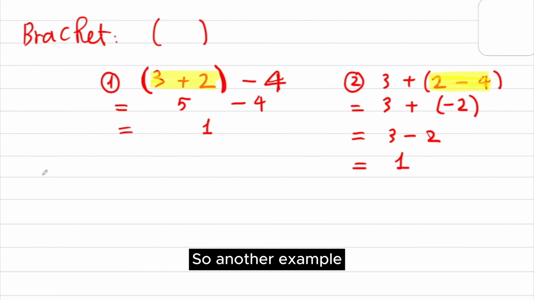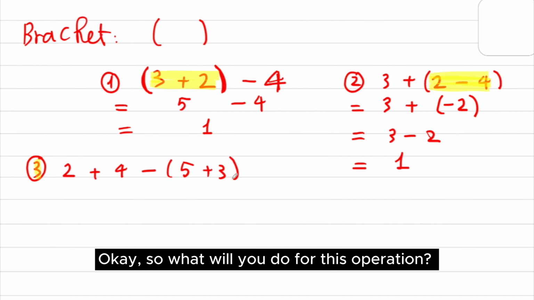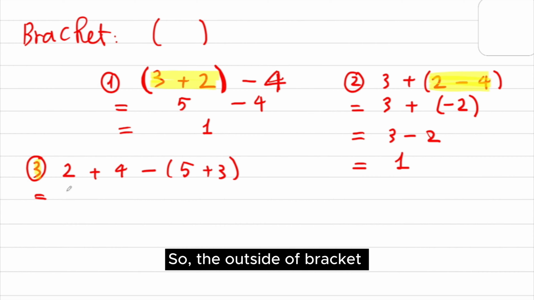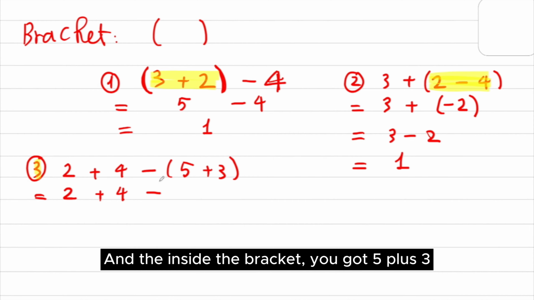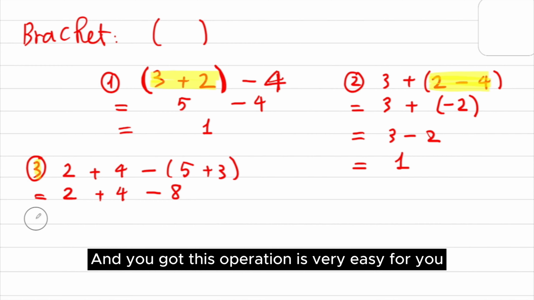Okay, so another example, example 3. You have 2 plus 4 minus open bracket 5 plus 3. So what will you do for this operation? You have one bracket in this expression, so outside the bracket is 2 plus 4, I will repeat it, and inside the bracket you have 5 plus 3. So 5 plus 3 equals 8.